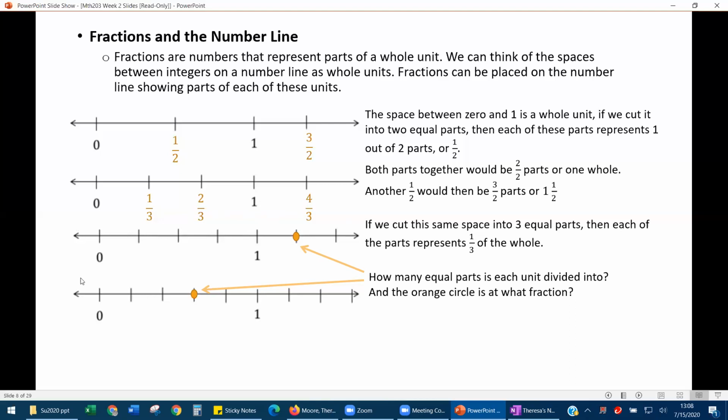Looking at the next line, we have 1, 2, 3, 4, 5 smaller portions. So each of these is 1/5 of the whole. So we have 1/5, 2/5. This would then be 3/5, 4/5, 5/5 would be the 1, 6/5, 7/5, 8/5, so on and so forth.